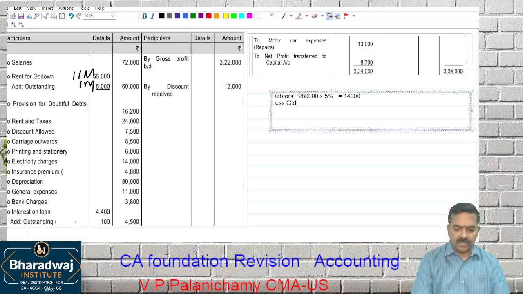Less old provision. What is the old provision? So the net balance will be this. Then add bad debts given in the trial balance. What is the bad debts given in the trial balance? 12,200. Totally it becomes what? 16,200.